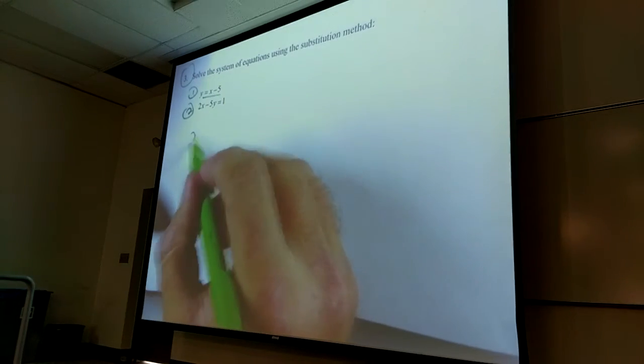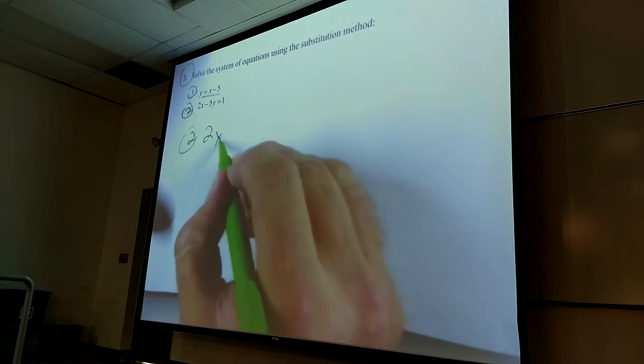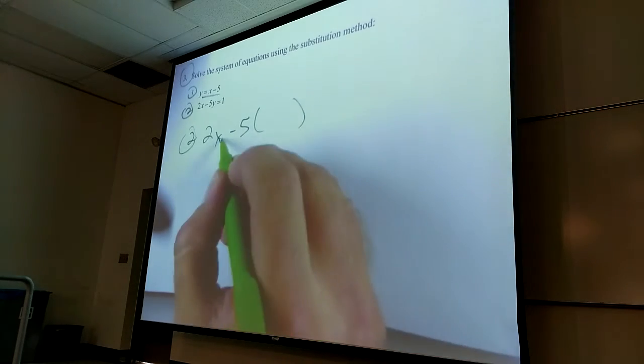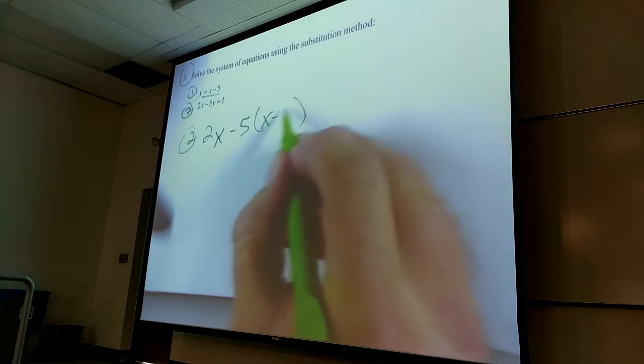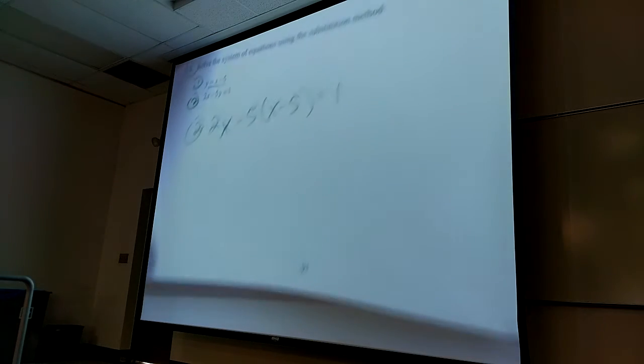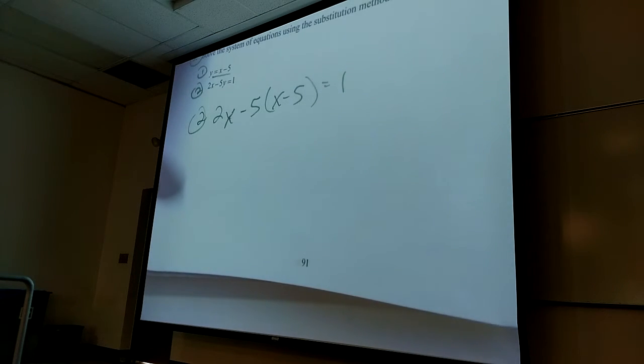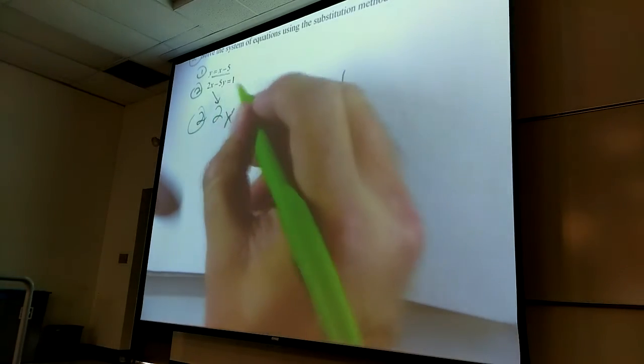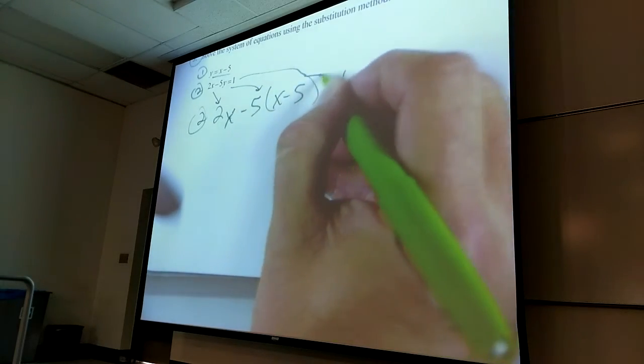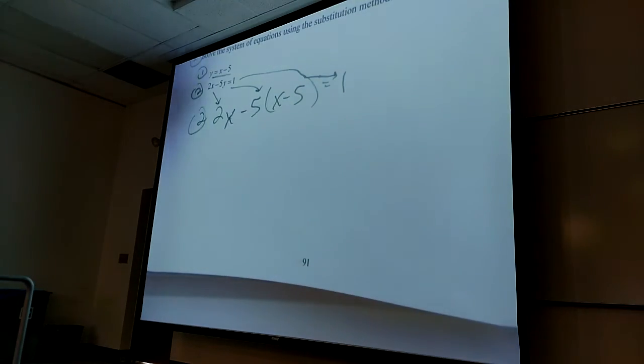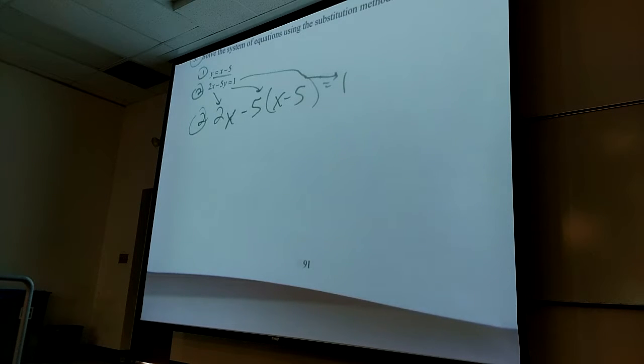So I can rewrite the second equation as 2x minus 5 times y, but y is x minus 5. So I rewrite that equation, plugging in what the other one told me. Now, if it says use the substitution method and you don't have an equation that has a letter solved for, then you do that.